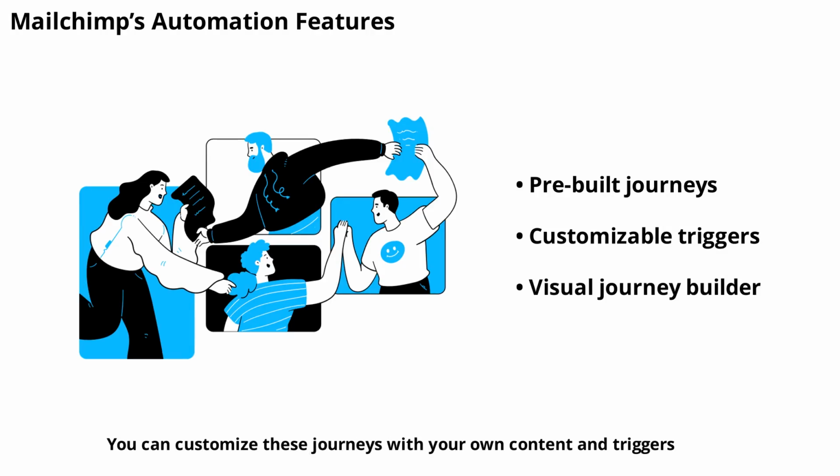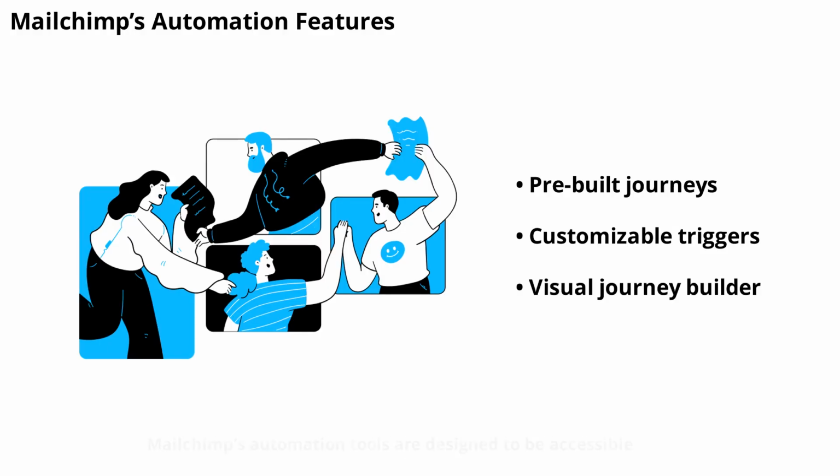MailChimp's automation features include pre-built journeys for common scenarios like welcome emails, product recommendations, and follow-ups. You can customize these journeys with your own content and triggers, making it easy to create personalized sequences. The Visual Journey Builder lets you see the entire flow, so you can make changes with confidence.